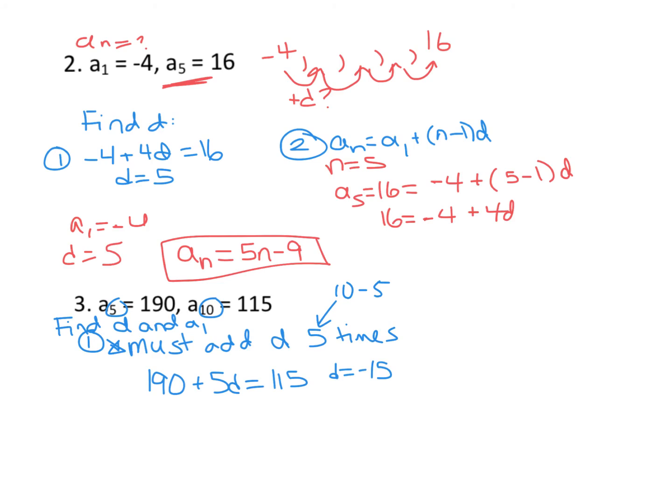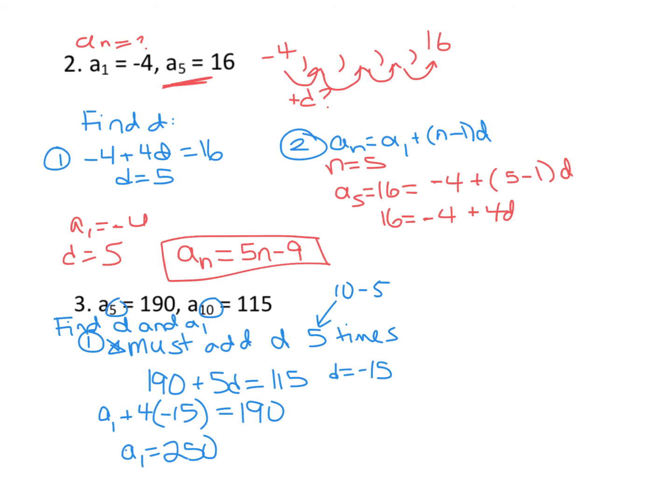The first way to find the first term is by keeping in mind that to get from A1 to A5, I am adding negative 15 4 times. I'm going to go ahead and do that. So I know that to get from A1 to A5, I do 4 times negative 15. I added negative 15 4 times. That gave me 190. And if I work that out, I get that A1 is equal to 250.